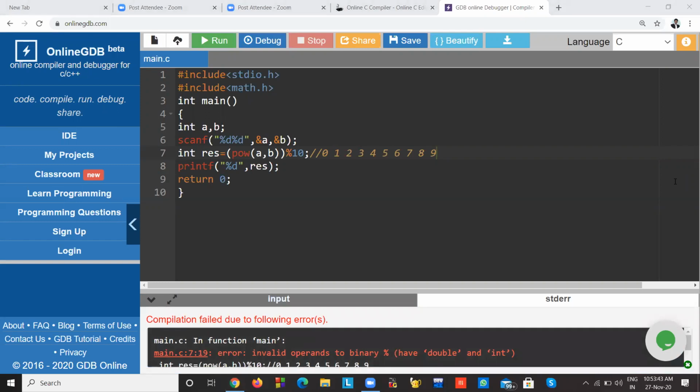Everything is perfect actually according to the program, but look, the compiler gives you a warning here. I mean, it is displaying an error message here. Invalid operands to binary mod have double or int. That means before the mod operation there must be an integer. Yes, pow a comma b is an integer, right? 3 power 2 is an integer, 8 power 10 is also an integer. So then what is the problem?